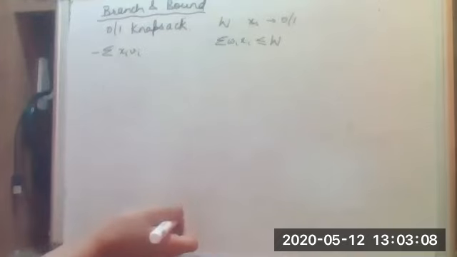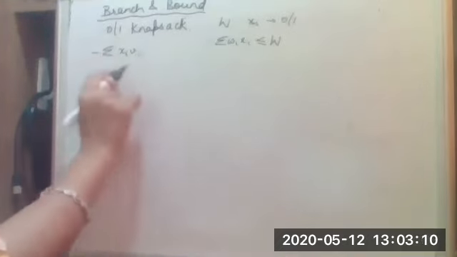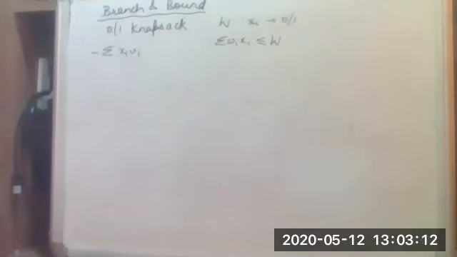I hope that is clear that this is our minimization problem. We want to have this as the minimum possible value. Fine. So we'll look at this as a minimization problem a little later. Let's first quickly apply the simple branch and bound method to this.